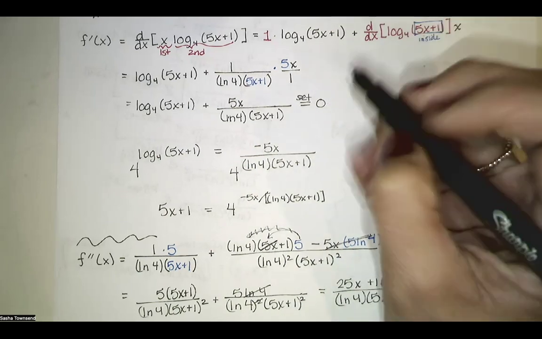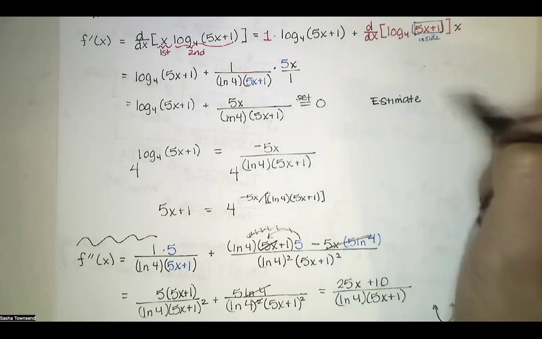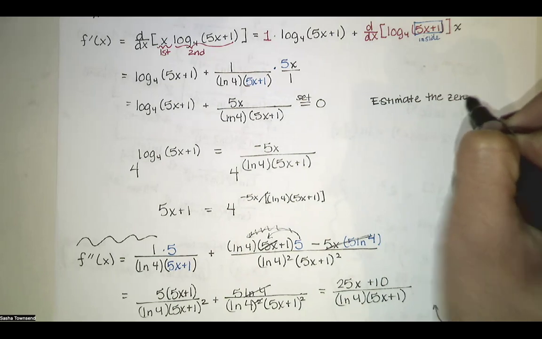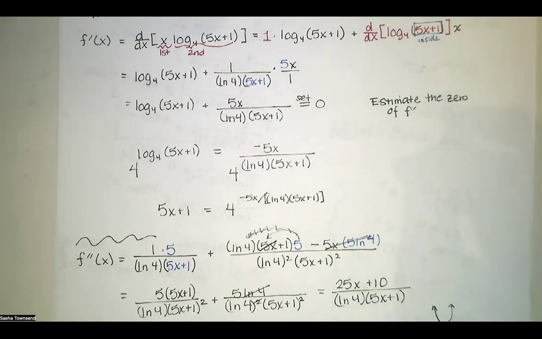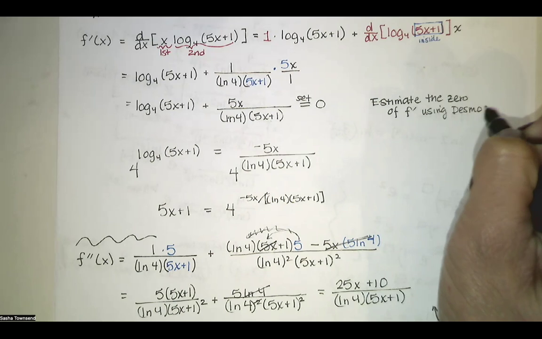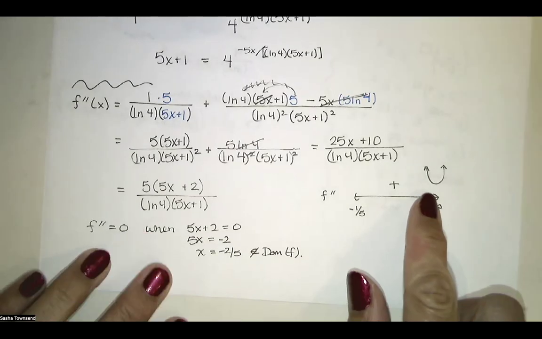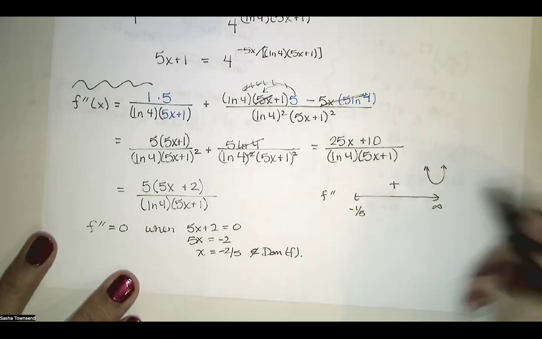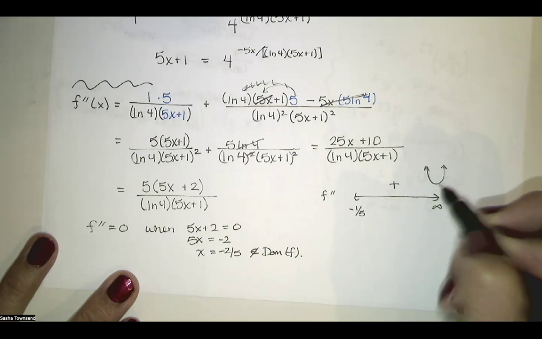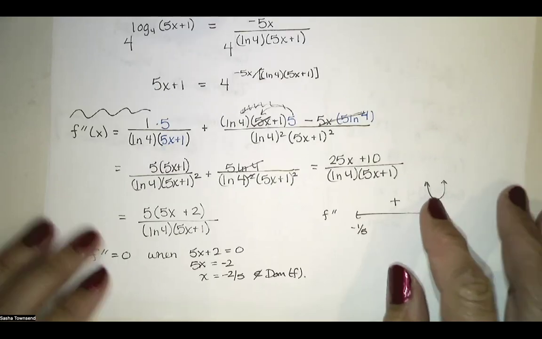But we can solve this, or we can estimate, and I think it's probably just going to be the zero of f prime using Desmos. So we'll graph the function, and then by looking at the graph, we'll be able to infer relative extrema. And again, because the function is concave upward all the time, I'm expecting a relative min. I'm expecting it to be decreasing and then increasing. And then at some x value, the original function is going to switch from decreasing to increasing, and that's where we'll have our relative min.